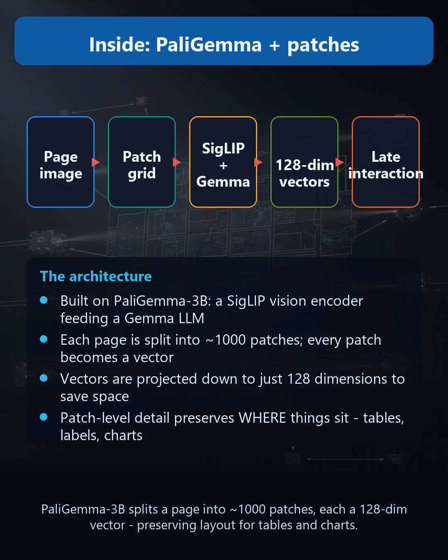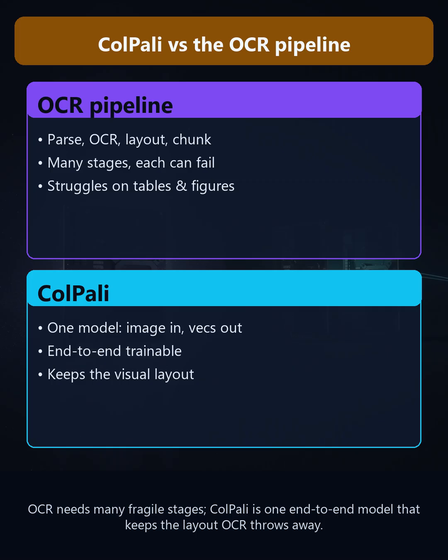Under the hood, ColPali builds on PaliGemma 3B, a SigLIP vision encoder feeding a Gemma language model. A page is split into a grid of about 1,000 patches. Each patch becomes a contextualized vector, projected down to just 128 dimensions. So one page is not a single embedding but roughly 1,000 tiny vectors that preserve where things sit on the page. That patch-level detail is exactly what lets it find a number buried in a table or a label on a chart.